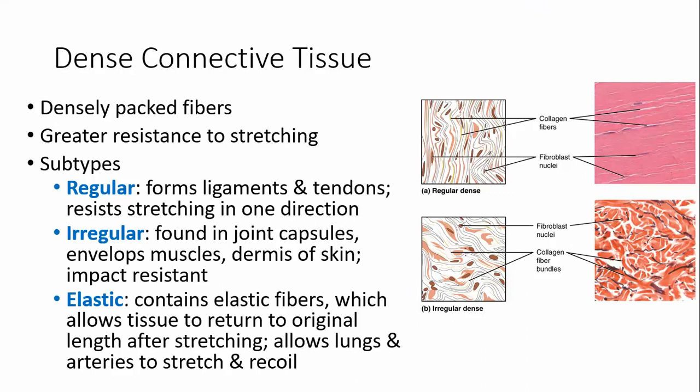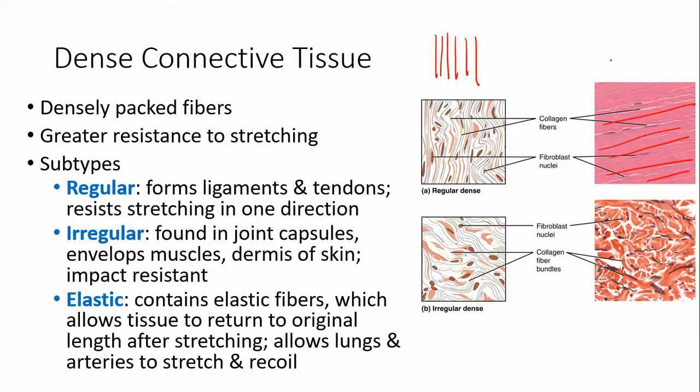Dense connective tissue, on the other hand, has fibers that are very closely packed together. And because they tend to be primarily collagen fibers, this type of tissue is going to resist stretching. Most dense connective tissue isn't really going to be very elastic. There are three different types. Regular connective tissue has all of the fibers basically lined up in parallel. You can see that in this image to the side. All the fibers are running basically across the image like this, and they're all parallel to each other.